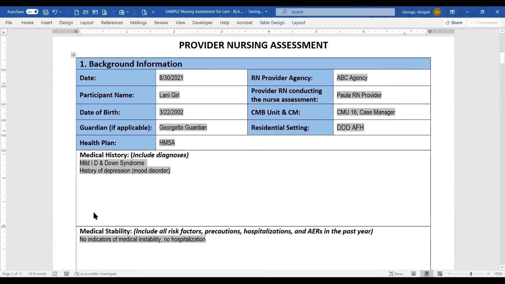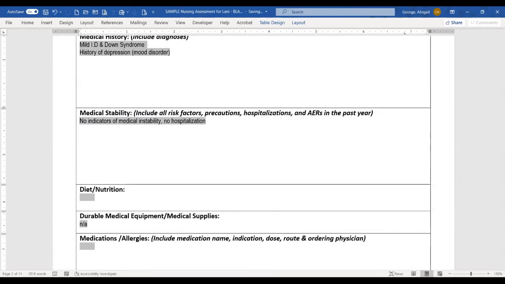Okay, so remember what we mentioned on Monday was that if a person is medically stable, if there are no indicators of instability, we can go ahead and make sure we write that out in this box. So we filled out no indicators of medical instability. She has had no hospitalizations, no ERs within the past year. Is that okay? Nurses, shall I add any more information to this section?